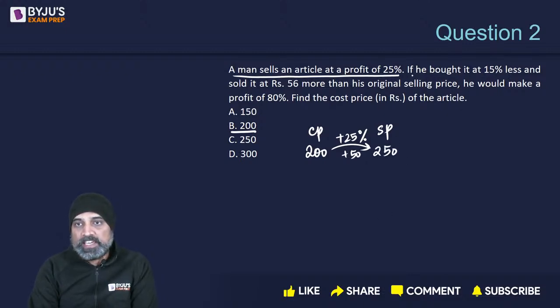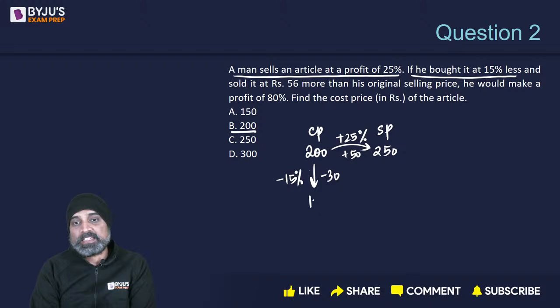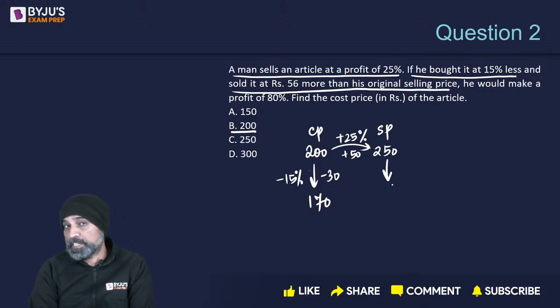Later on it says if we bought it at 15% less. So the cost price is not 200, but it is rather 15% less. Now 15% of 200 is 30. 30 less, that means if he bought it at 170 and sold it at 56 more than his original selling price. His original selling price was 250. He sold it at 56 rupees more.